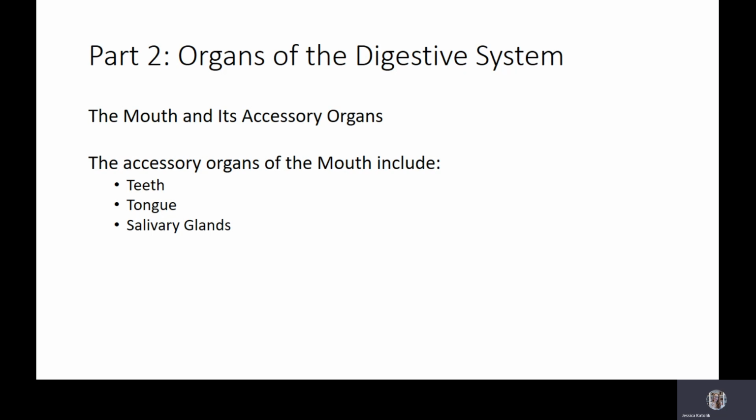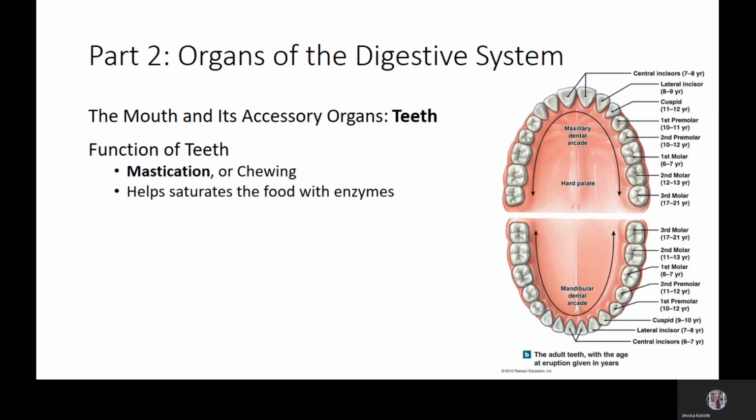We've already alluded to the fact that the mouth has accessory organs. These accessory organs would include the teeth, the tongue, and the salivary glands. So let's go into the structure of each of these and look at their functions. So the first accessory organ we're going to talk about is the teeth. The teeth are primarily responsible for mastication. Mastication is a physiological term used for chewing, and so it's going to help with that mechanical breakdown, that mechanical processing. The teeth are going to be responsible for cutting, tearing, and crushing food, depending on their shape.